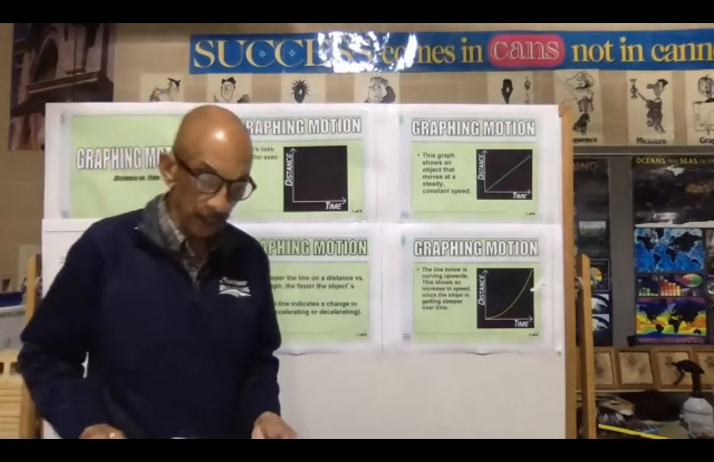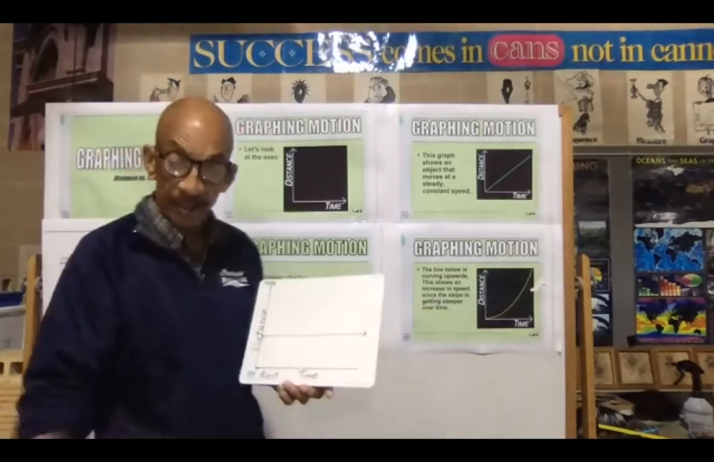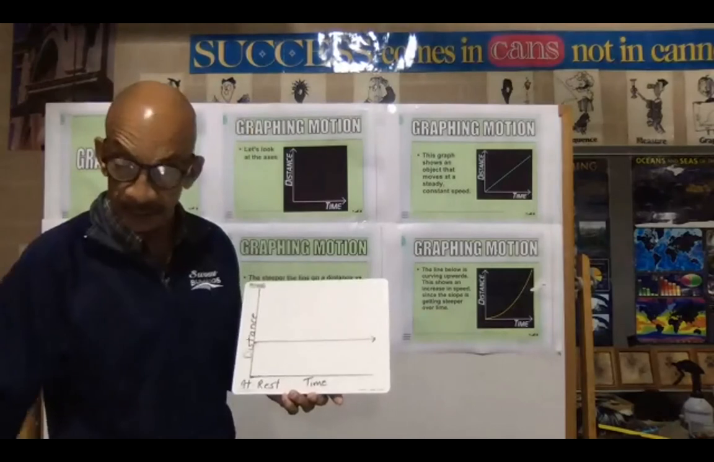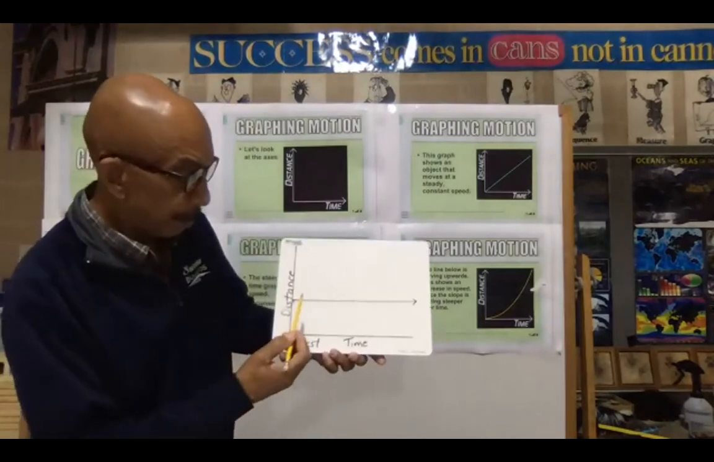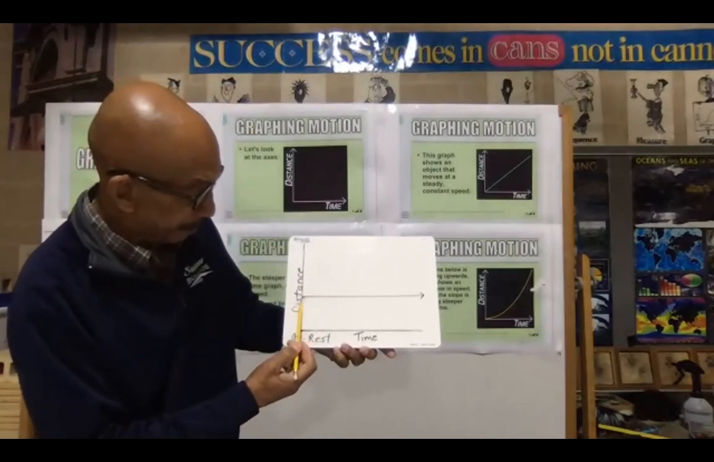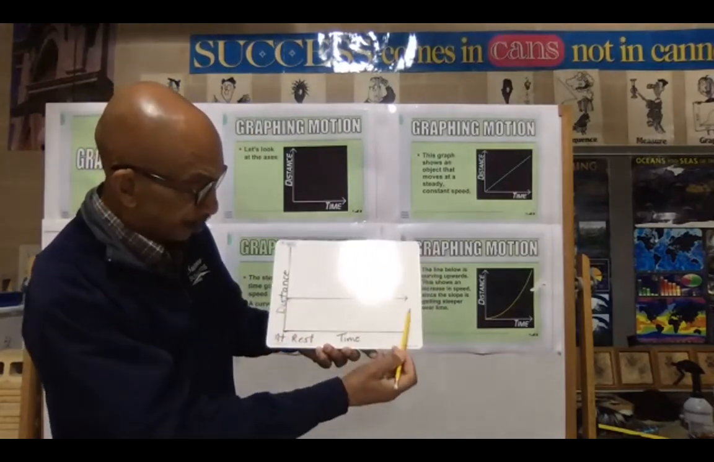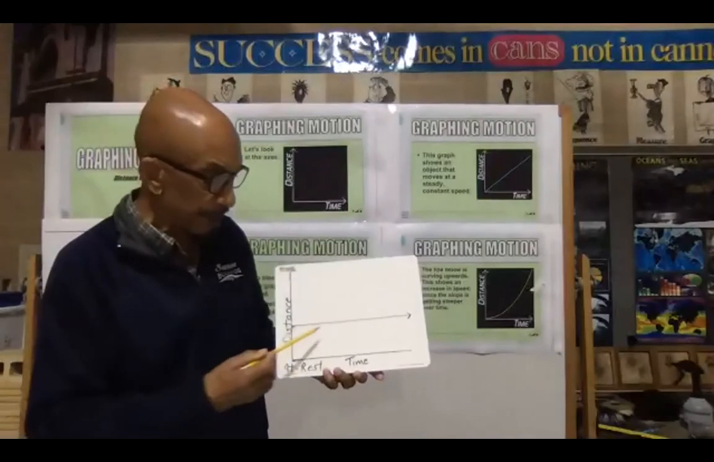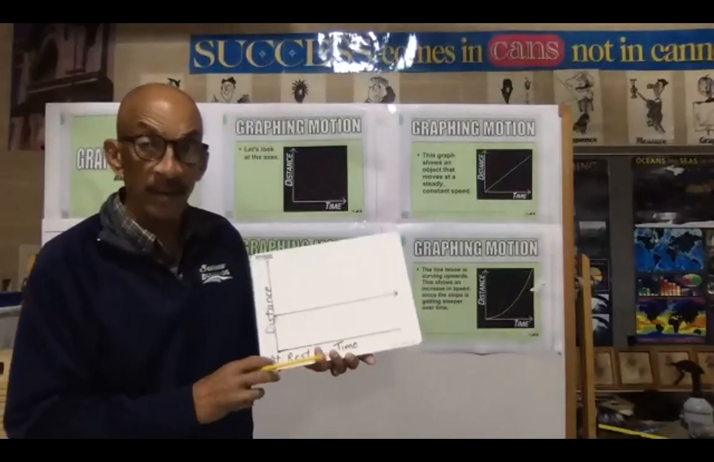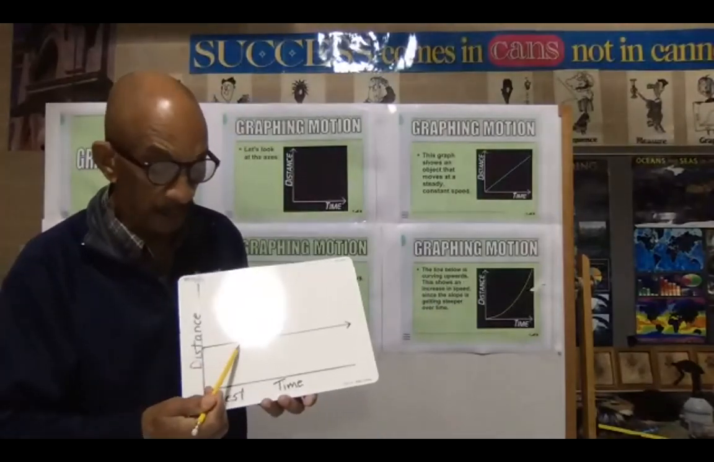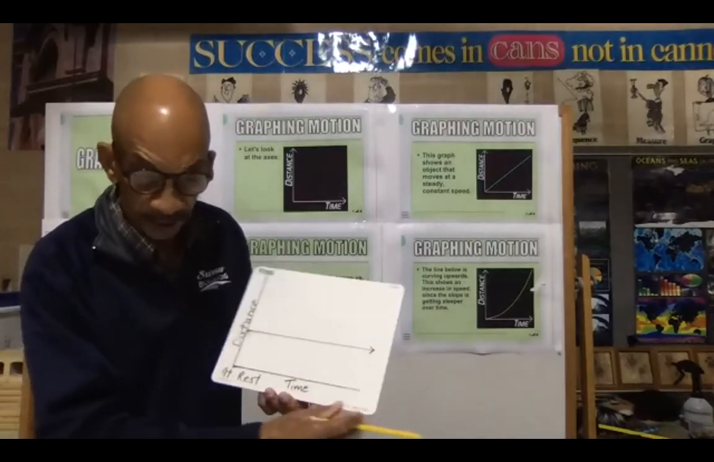If you chart something that is at rest, something at rest is not going to be covering any distance, so the line is going to be straight, and it's going to be there for the entire time. So actually, that's saying that the object is at rest.